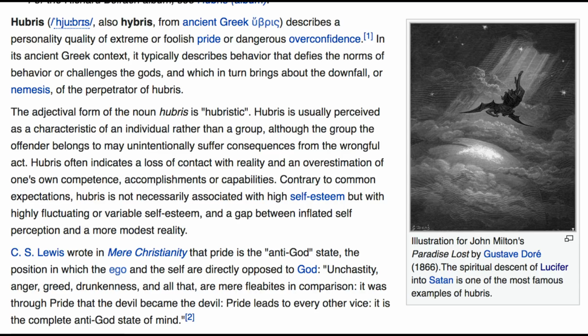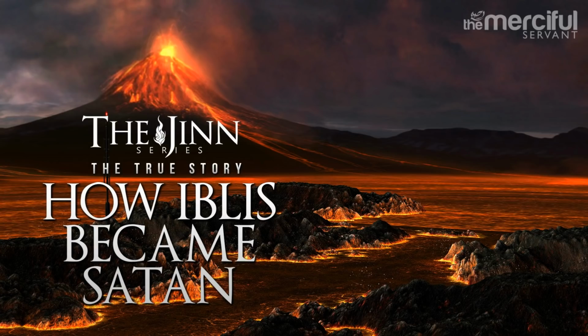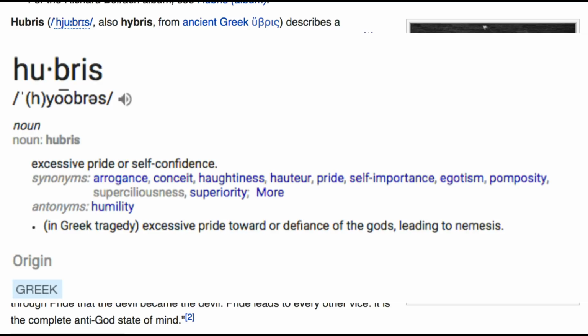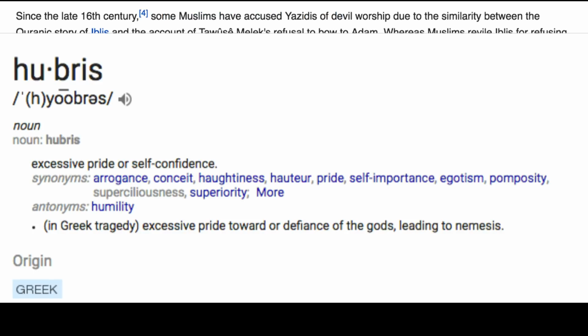Unchastity, anger, greed, drunkenness, and all that are mere flea bites in comparison. It was through pride that the devil became the devil. Pride leads to every other vice. It is the complete anti-God state of mind. Okay, so this is hubris.